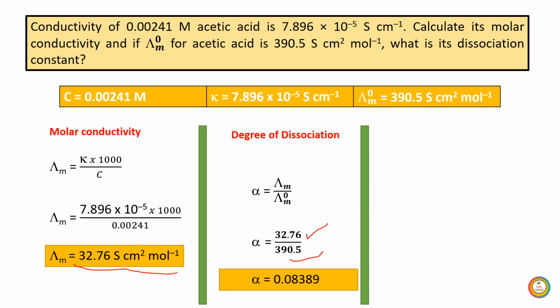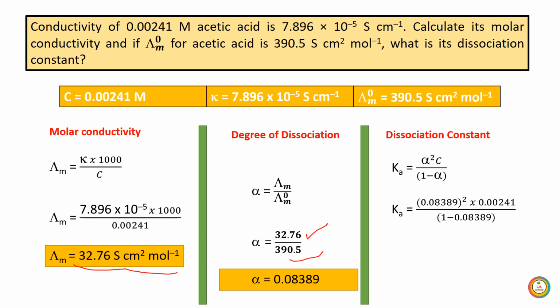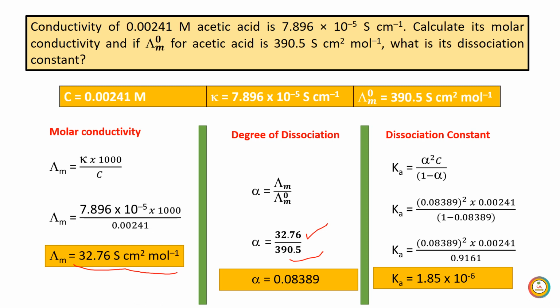Now the question arises, why do we find out the degree of dissociation? Because without the degree of dissociation, we cannot find out the dissociation constant. According to the formula, the dissociation constant K is alpha square into C upon 1 minus alpha. So we should have the value of alpha. Now we put the values of alpha and C in this equation and we calculate the value of K, which comes out to 1.85 into 10 to the power minus 6. So this one is the correct answer of this numerical.